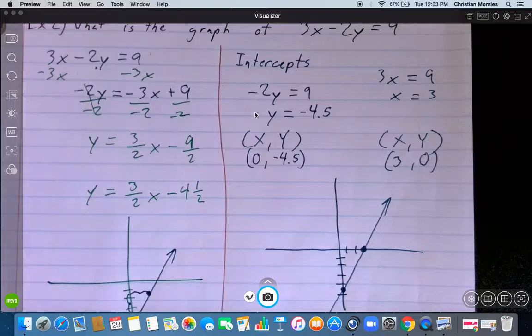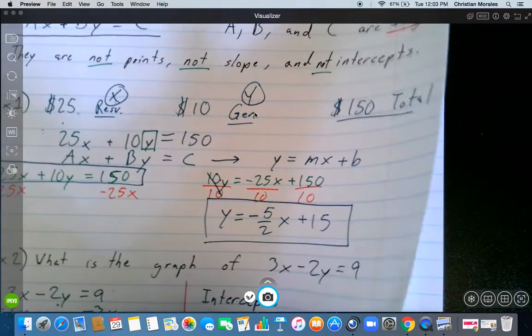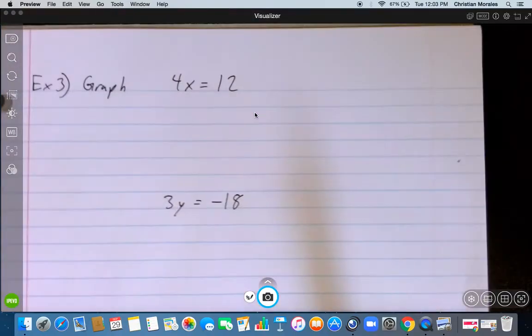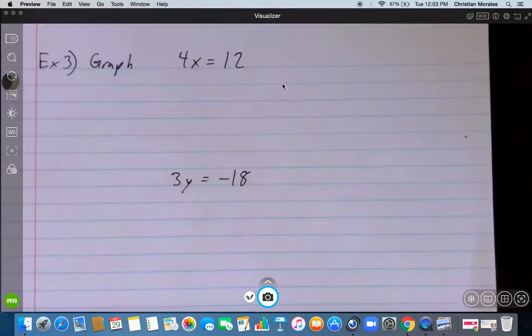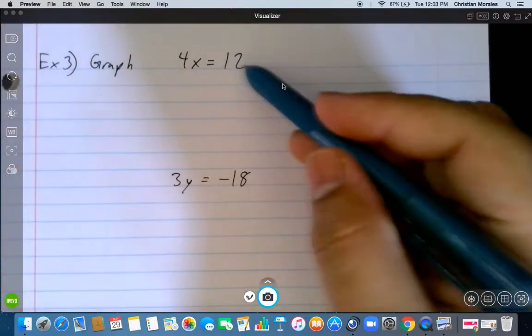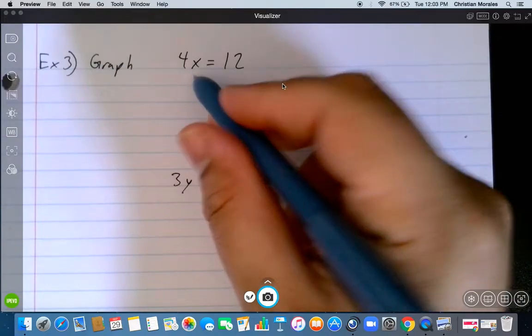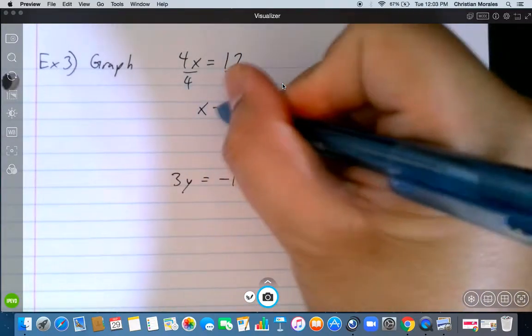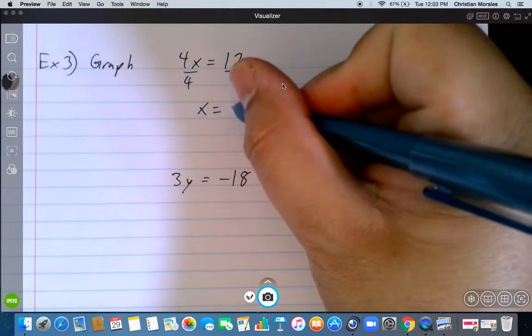All right? Next, number 3. Graphing when there is only an x and a y. Now listen, if there's only an x and a y, you don't have to ignore anything because there's only one thing for you to solve. So if there's only one thing to solve, you just solve for that. So in this case, I'm going to solve for x. So I divide by 4, and I get x equals 3.